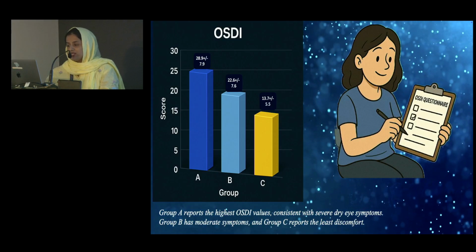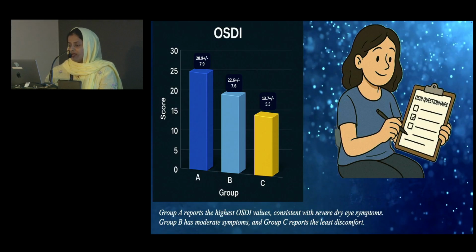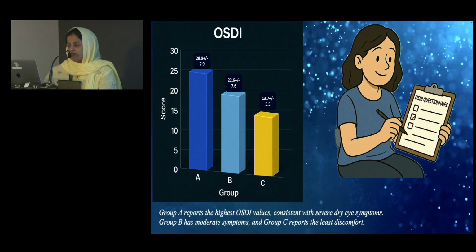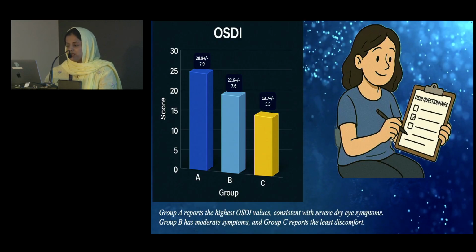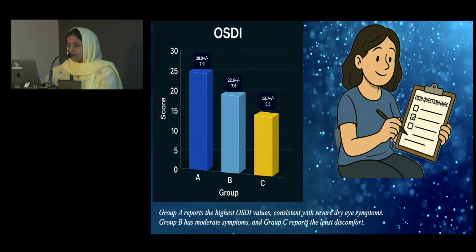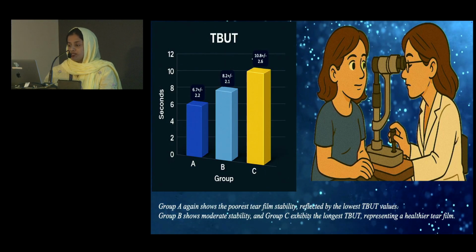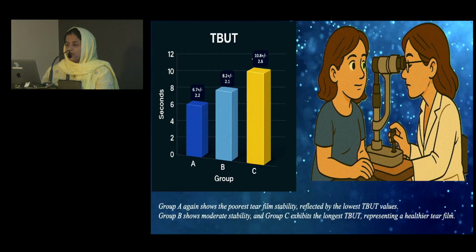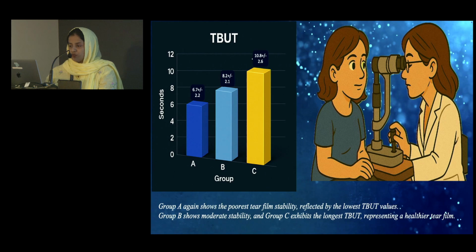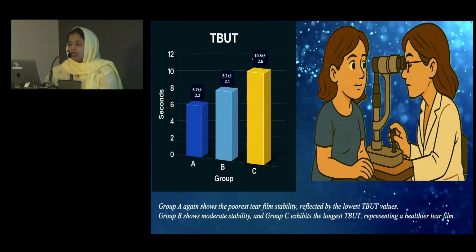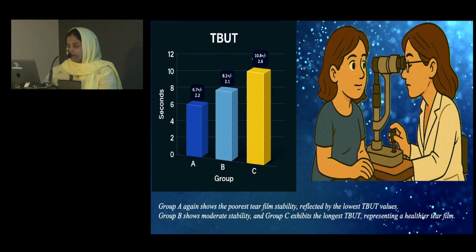In this OSDI symptom score bar chart, Group A reports the highest OSDI values, consistent with severe dry eye symptoms, Group B has moderate symptoms, and Group C reports the least discomfort. In case of tear breakup time, Group A again shows poor tear film stability, reflected by the lowest tear breakup time values, Group B shows moderate stability, and Group C exhibits the longest tear breakup time.